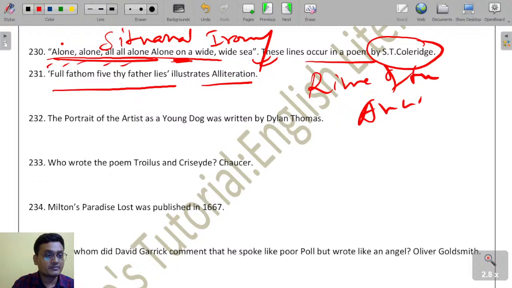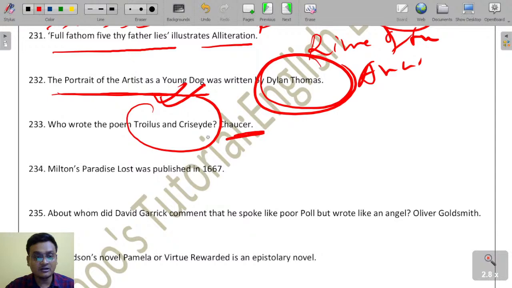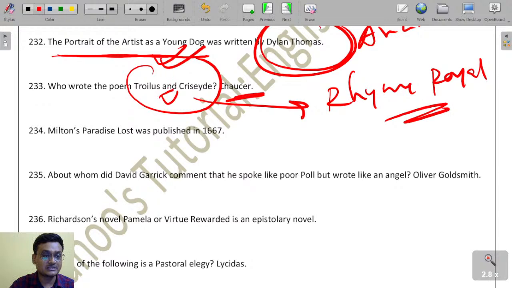So here, paper starting. Okay. Portrait of the Artist as a Young Dog by Dylan Thomas. Okay, Dylan Thomas has written it. Portrait of the Artist as a Young Dog. This is not artist, it is dog. It was written by Dylan Thomas. Who wrote the poem Troilus and Criseyde? Chaucer. Chaucer has written Troilus and Criseyde. And in Troilus and Criseyde, for the first time he had introduced rhyme royal. Rhyme royal was for the first time introduced, okay, by Chaucer in Troilus and Criseyde.